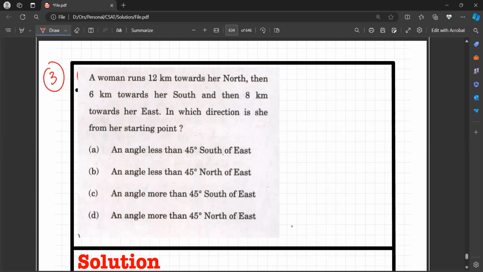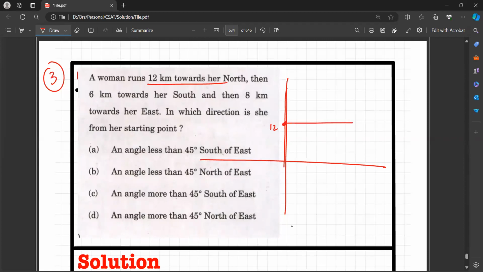A woman runs 12 kilometers towards her north. Returns 6 kilometers towards her south. So that means at a distance of 6 kilometers, and then 8 kilometers towards her east. In which direction is she from a starting point? Now देखो, this is 8, this is 6. आपको ये थीटा निकालना है.